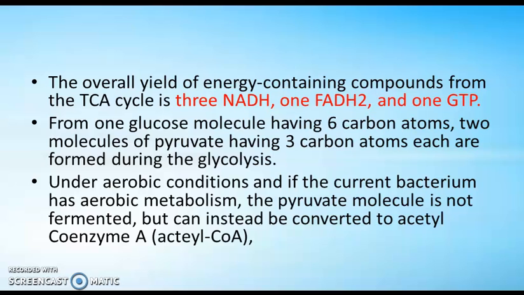So 2 molecules of pyruvate are formed, and under aerobic conditions, if the bacteria involved in glycolysis have aerobic metabolism, the pyruvate molecules are converted to acetyl-CoA. If the bacterium involved in glycolysis is an anaerobe instead of an aerobe, what happens? This pyruvate molecule directly enters the fermentation pathway. That's all.